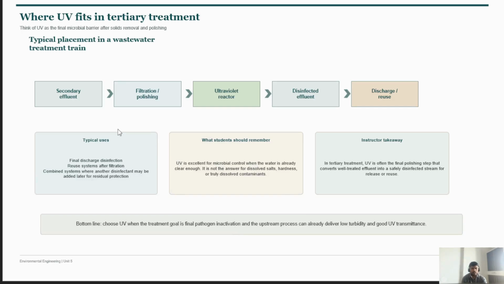So this is how the flow diagram of UV can be used as a disinfectant.